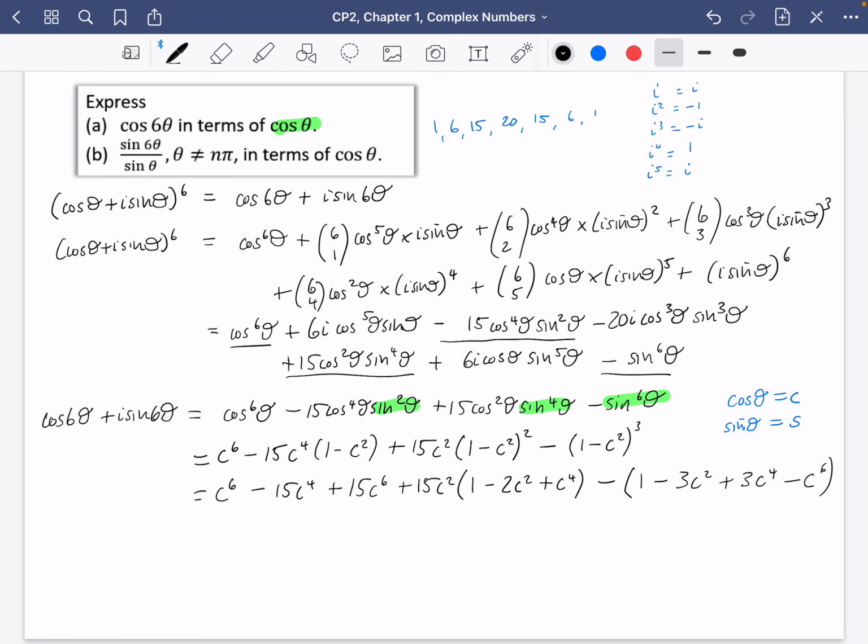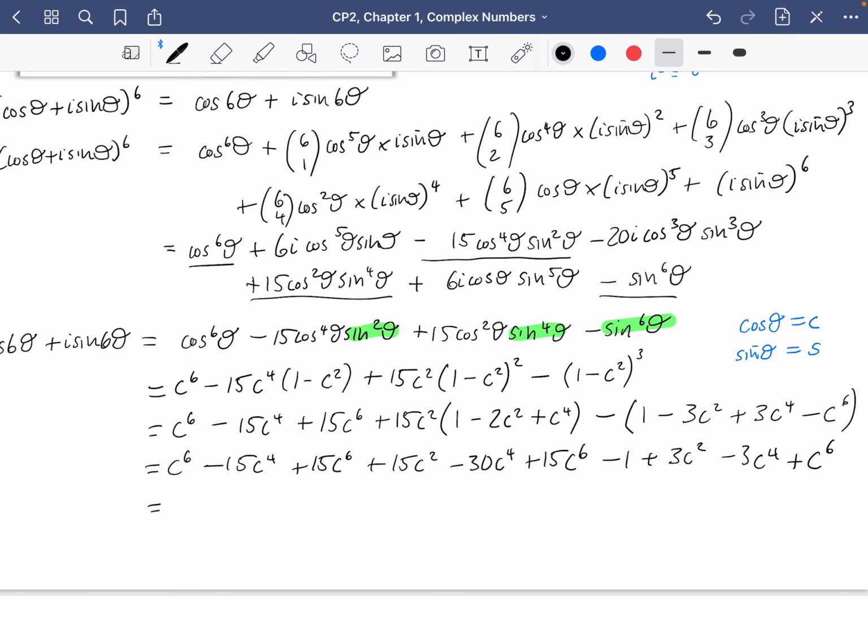Yep. So gathering this all together, that's c to the power of 6 minus c to the power of 4 plus 15c to the power of 6. Expanding the brackets is 15c squared minus 30c to the power of 4 plus 15c to the power of 6 minus 1 plus 3c squared minus 3c to the power of 4 plus c to the power of 6. Just going to be really careful now about adding all of these things up.